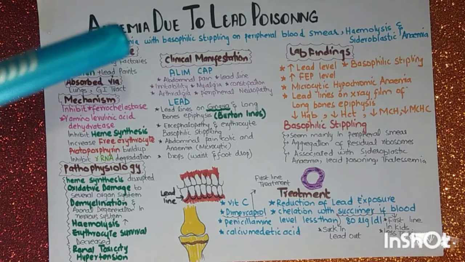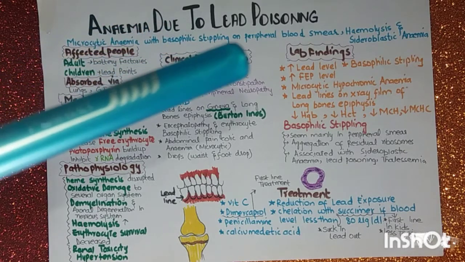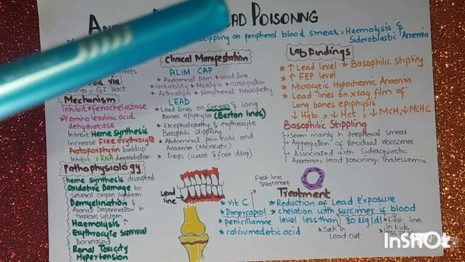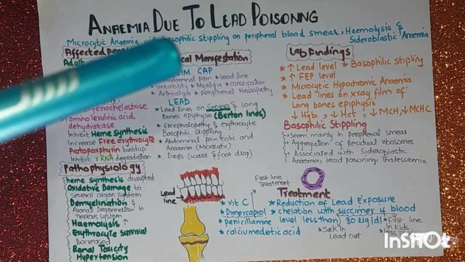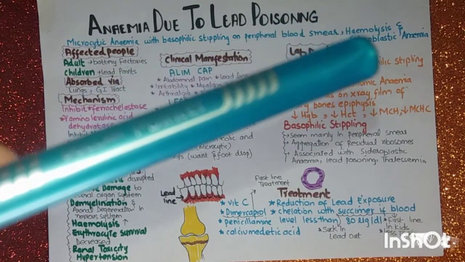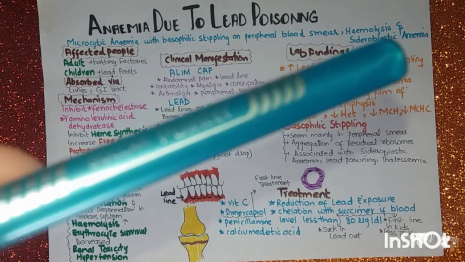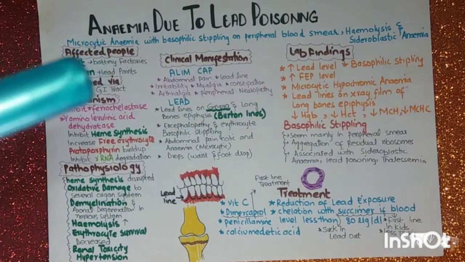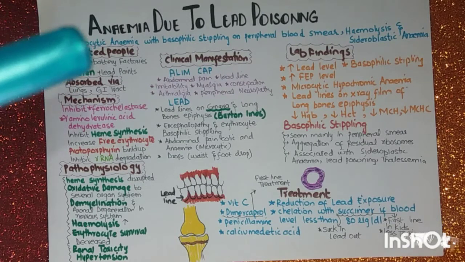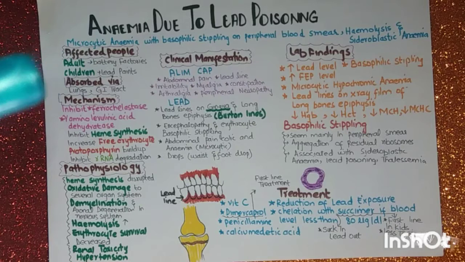MCV will be less than 80 femtoliter with basophilic stippling on peripheral blood smear. Basophilic stippling is the aggregation of residual ribosomes, along with hemolysis, destruction or lysis of the RBC, and sideroblastic anemia-like features. The people affected by lead poisoning are adults who work in battery factories or have exposure to lead, and children who use lead pens for their drawings.